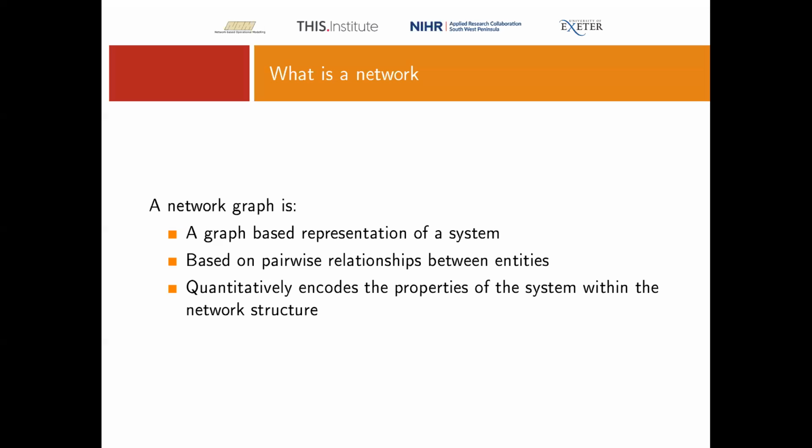And because we can encode both, we can encode quantitative properties of the system within the network structure. As I was just saying before, we can encode things like the length of stay, the waiting lists, the centrality of a node within the network, its number of nearest neighbors, its number of connections with the rest of the network.